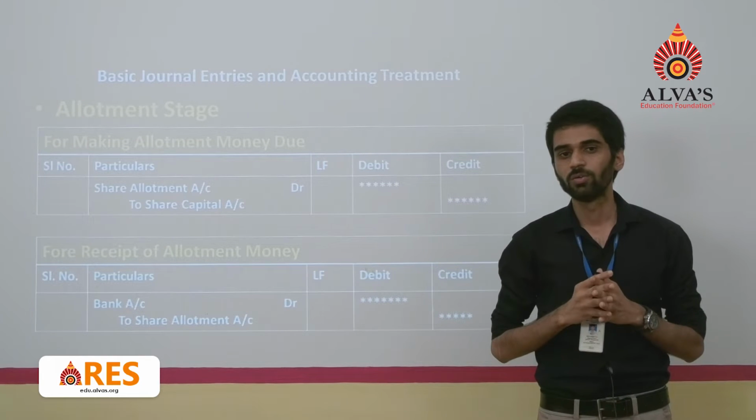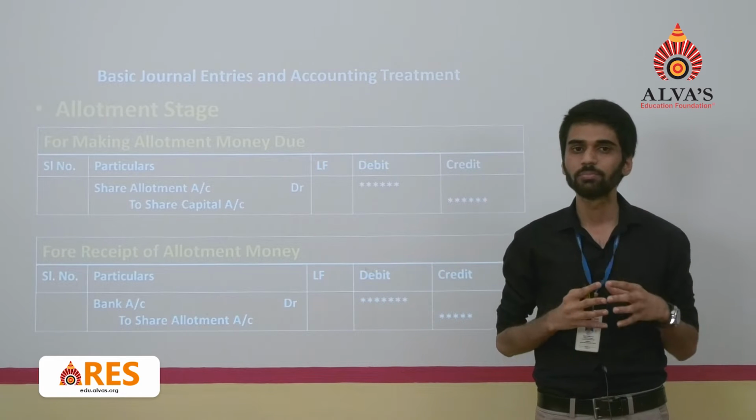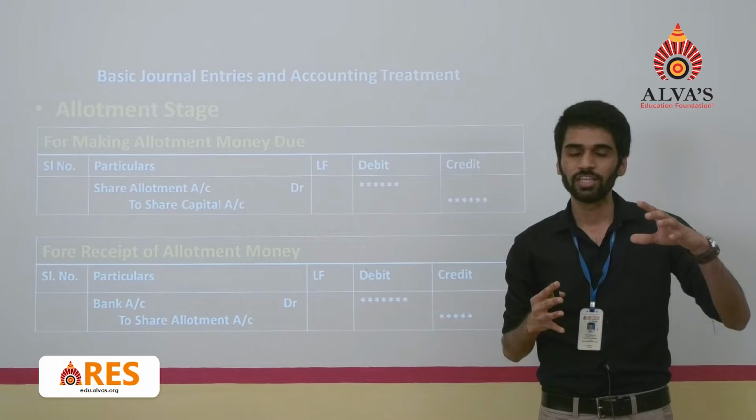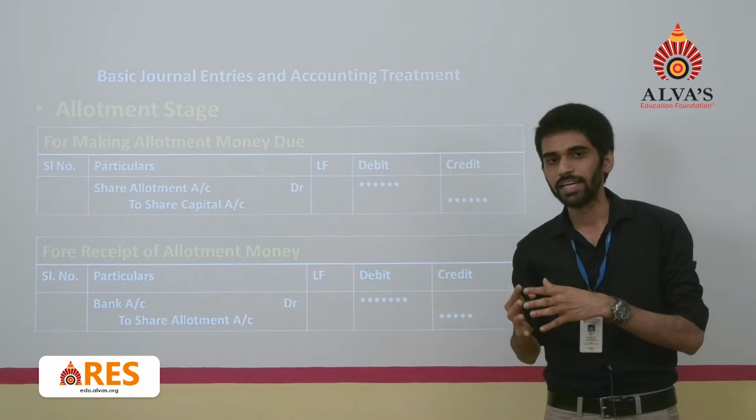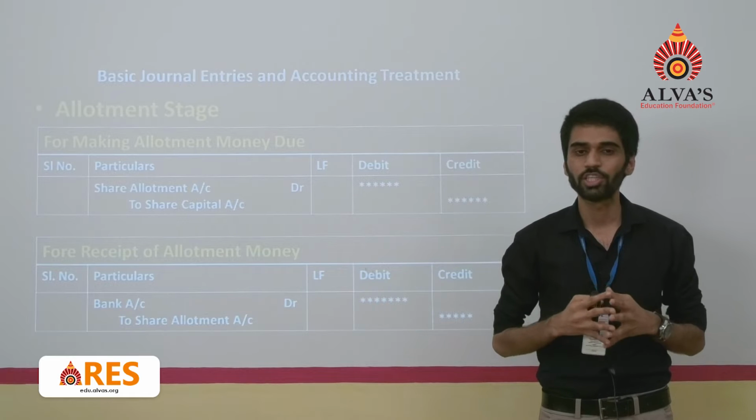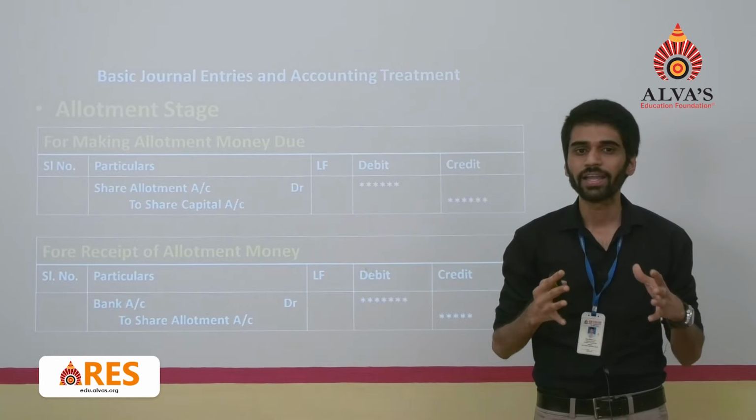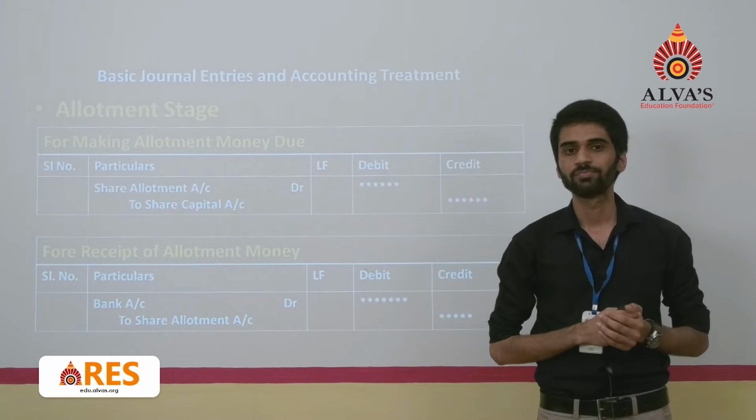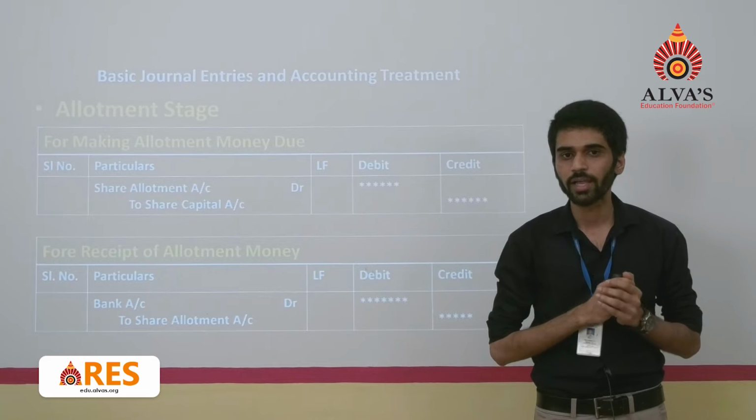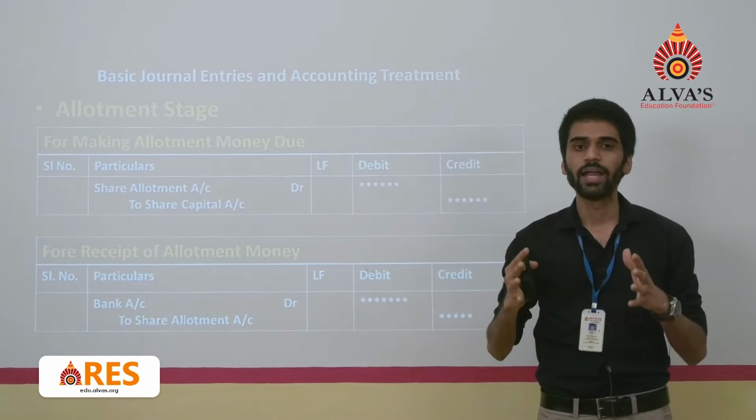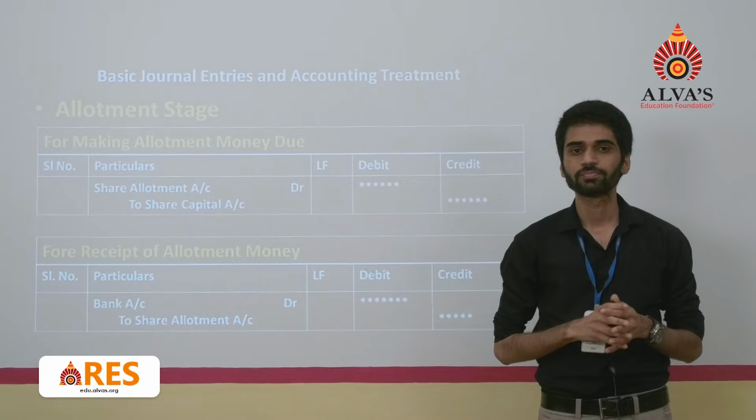The temporary account, share allotment account, will be eliminated by passing one debit entry and one credit entry. Initially, we passed one debit to the share allotment. Later, we passed one more credit to the share allotment, and thereby it gets eliminated, and the entry remaining is bank account debtor to share capital account. So, the two entries in the allotment stage are share allotment account debtor to share capital account for allotment money due, and for the receipt of the allotment money, bank account debtor to share allotment account.